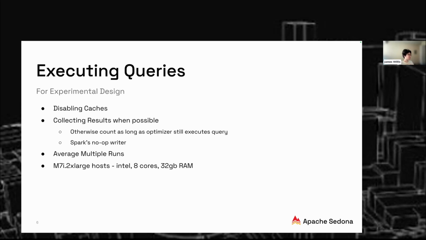We averaged out 3 runs for each of these. And we had an M7i 2X large host, which is an Intel processor, 8 cores, 32 gigs of RAM. We were running each query 3 times on the same host for all those executions, in the same process. So we don't start a new instance of Python to run each query or anything like that. If you run it differently, maybe you'll find something different that could be interesting.